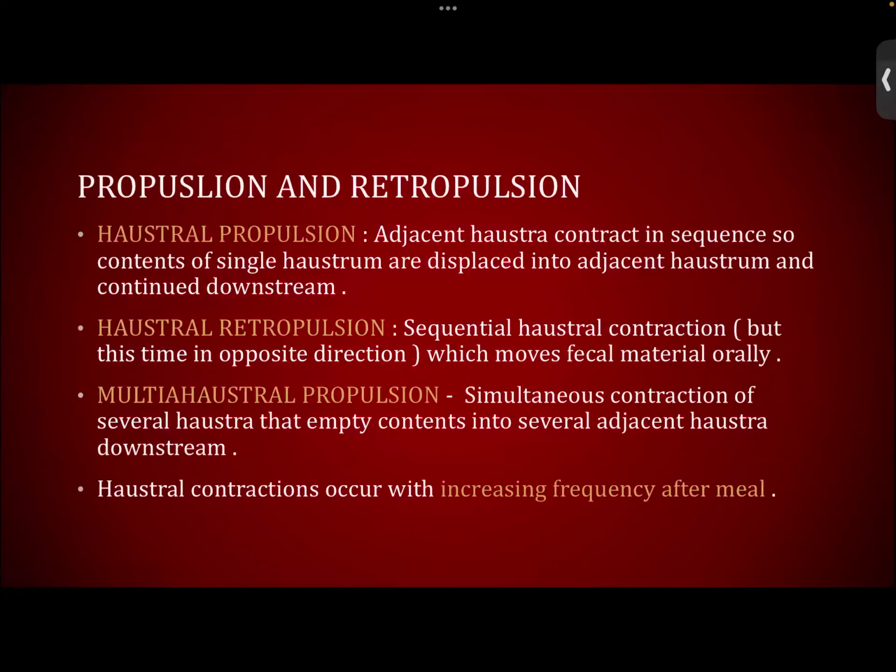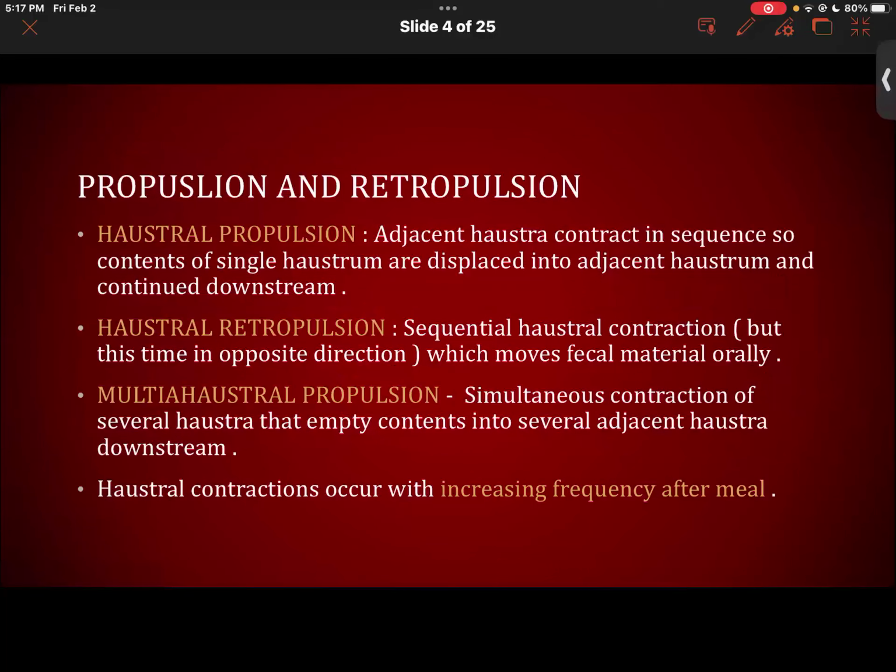Okay, so now we have propulsion and retropulsion. So in general, propulsion means moving forward and retropulsion means moving backwards, right? So we have haustral propulsion. Once again, let's imagine that this is the large intestine without any contractions. And then let's imagine that the smooth muscle contracts and forms these haustras, right? I'll just draw them like this, okay? So now we have three haustras over here.